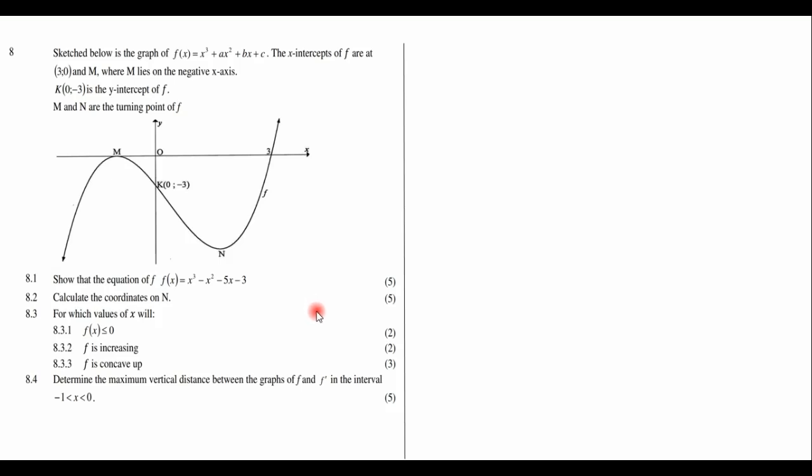So let's go ahead and look over another question, which is a cubic function type of question. Now in this video, I'm going to be taking you through 8.1, 8.2, 8.3, and 8.4. Which means you can jump into whichever question you want, but I would advise that you watch everything because I'm going to be dropping some more info as I go into each and every question.